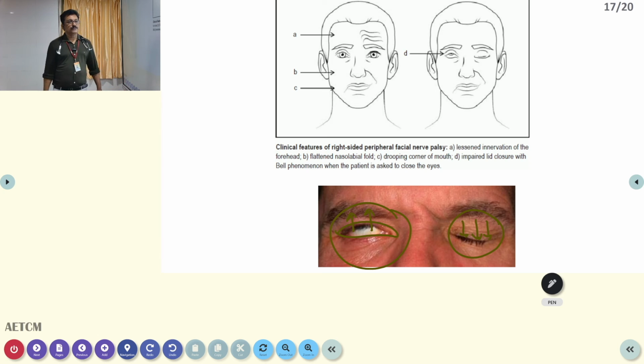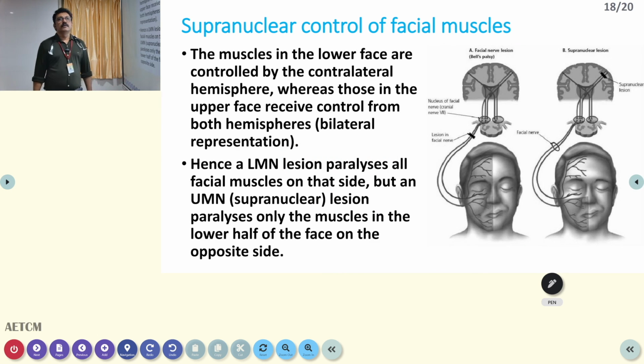You should not mistake Bell's palsy for Bell's phenomenon. Bell's phenomenon is a problem you are observing in LMN type of facial palsy. Bell's palsy is an LMN type of facial palsy. It is mostly produced by a virus, that is herpes simplex virus.